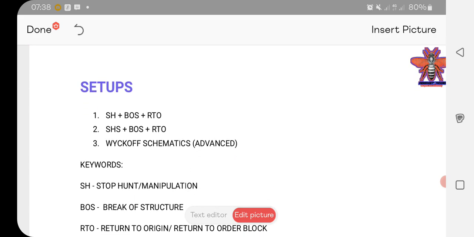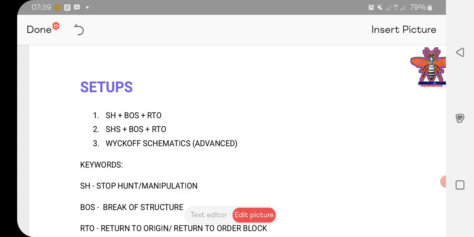We have different setups on how to trade well. You can see the setups here: shift of structure, break of structure, and return to order block. Either you can have a stop loss hunt, then a break of structure, and then you return to the order block. Or the second one, you have a shift of structure, then a break of structure, and then return to the order block.